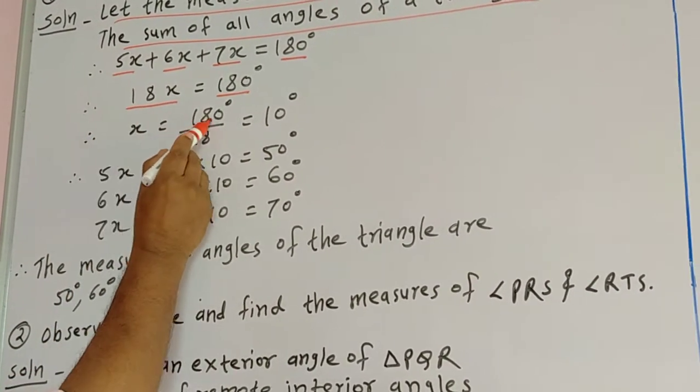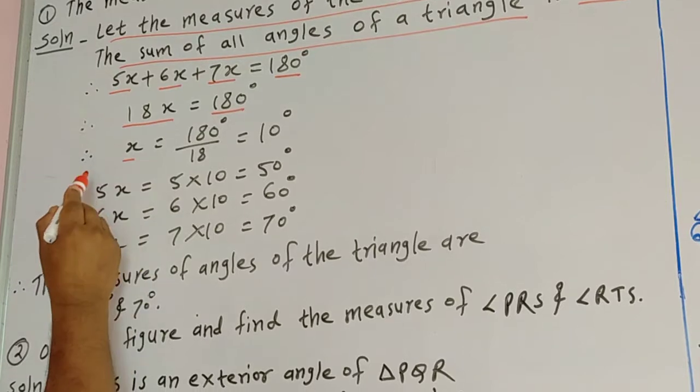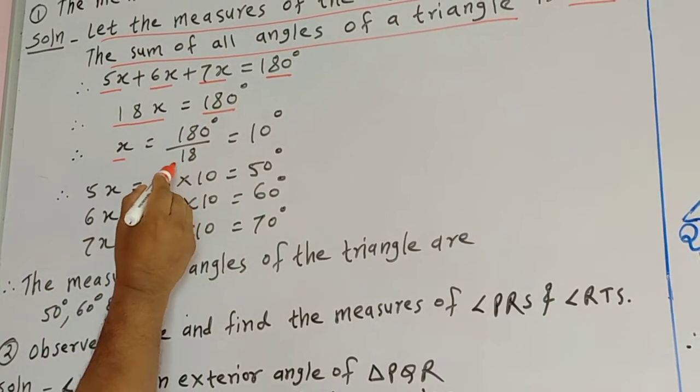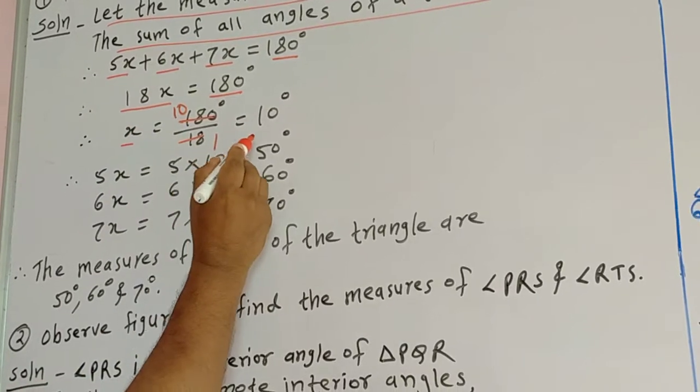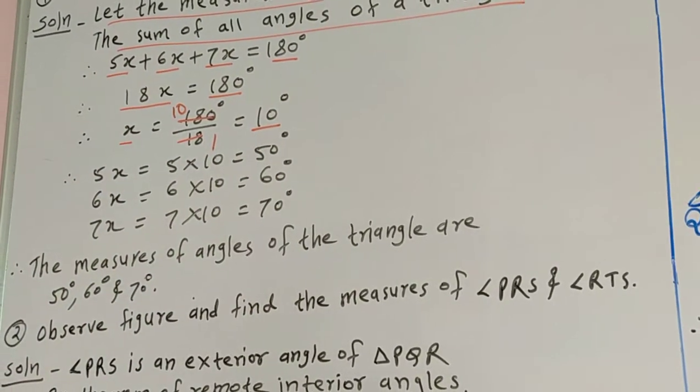Now shift 18 to the right hand side. Therefore x is equal to 180 degrees upon 18. 18 ones are 18, 18 tens are 180. Therefore x equal to 10 degrees.